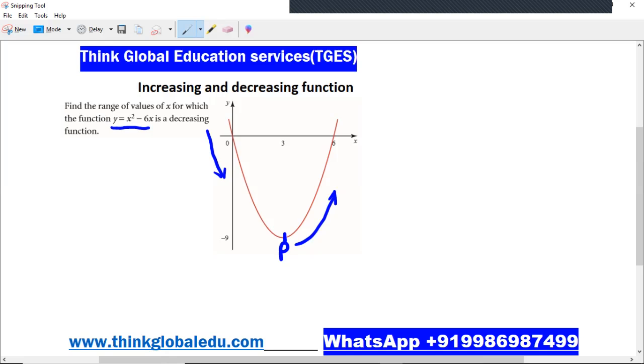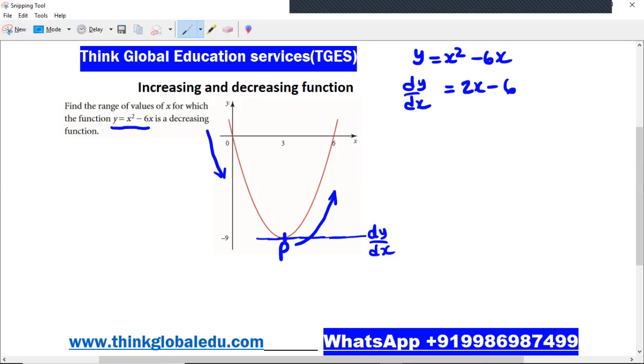For that, we'll find the first derivative of the function. We are given y equals x squared minus 6x. So dy over dx is equal to 2x minus 6. If we draw the tangent at this vertex point, the tangent is always parallel to the x-axis. So the slope of the tangent at the point P is always 0. So we'll equate 2x minus 6 equal to 0, and the value of x would be 3.